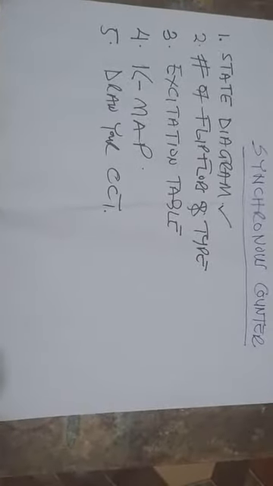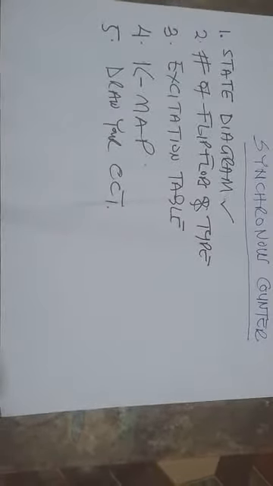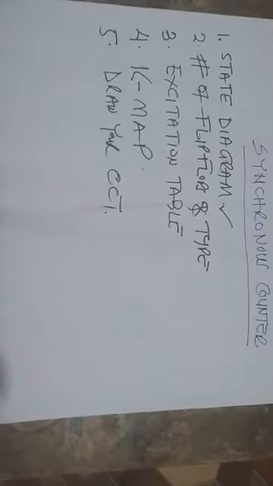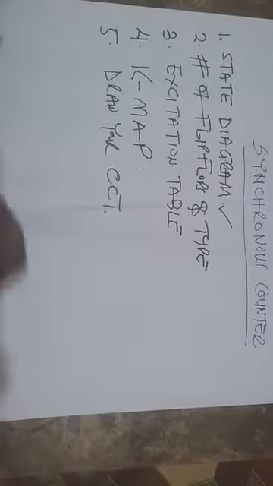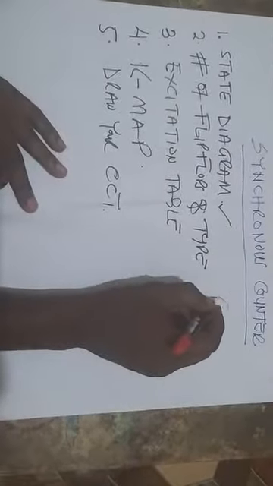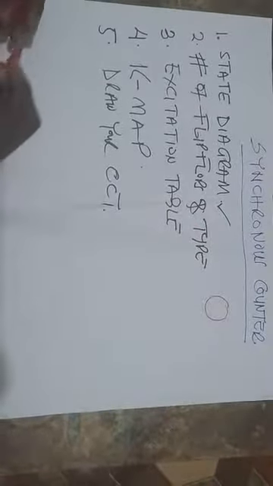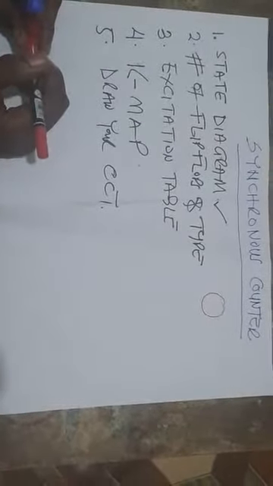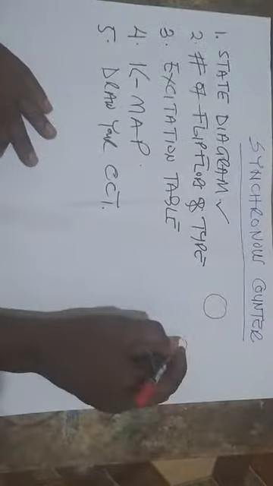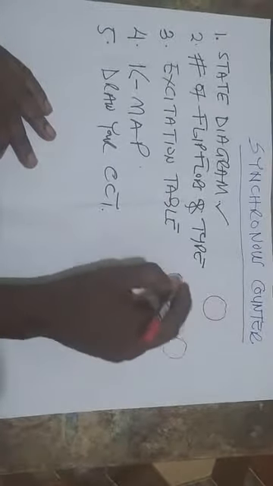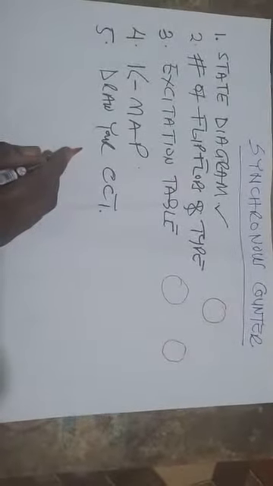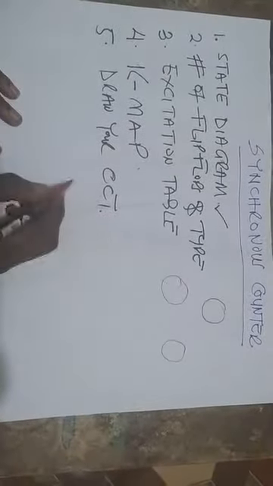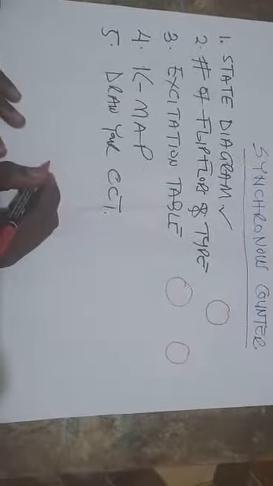A state diagram describes different states in a sequential circuit. And in a state diagram, a state is represented by a circle. So if I have this, which means I have 3 states. So a state is represented by a circle.